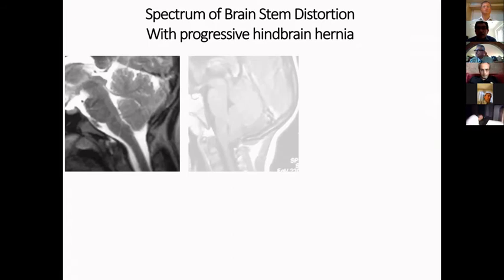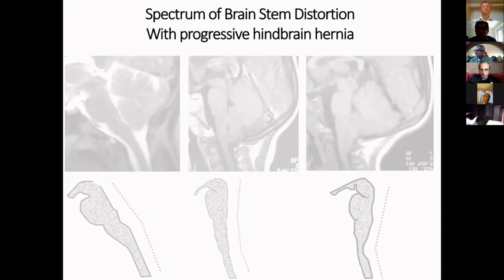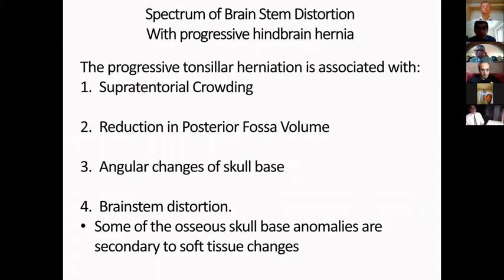And the hernia, of course, will then start progressively compressing the brainstem and create what we call the foramen magnum compression syndrome with vertical oscillopsia, cranial palsy, swallowing difficulties, and so on and so forth. So this progressive tonsillar hernia further reduces the posterior fossa volume and causes angular change of the skull base, including the development of platybasia, because a lot of these patients actually have a failure of the occipital somite. So the proatlas is diminutive, and the clivus, instead of being elongated, is short and stubby.